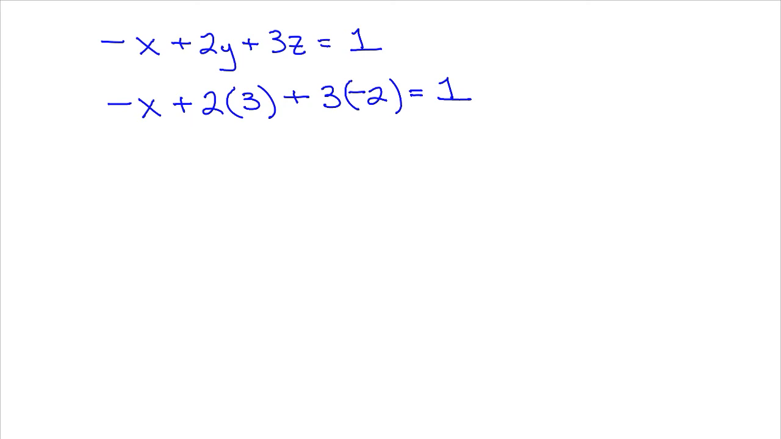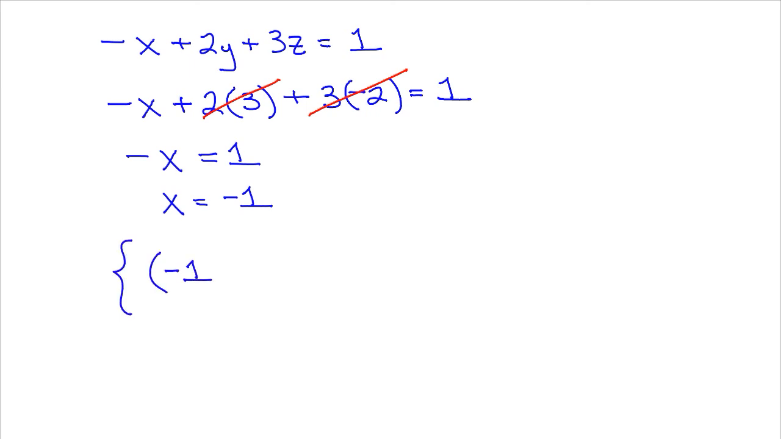And in this case, we have a 6 and a negative 6 on the same side of the equation. Those cancel. That gives me negative x is equal to 1, and x is equal to negative 1. So the ordered triple, that is the solution to this system, is negative 1, comma 3, comma negative 2.